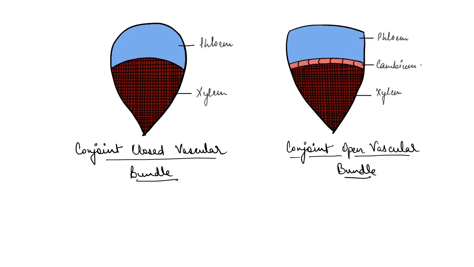So with this, guys, we finish the tissue system. Now, in the next video, we are going to see the anatomy of dicot and monocot plants. We are going to take up the dicot root, the monocot root, the dicot stem, the monocot stem in detail, right? I hope you understood all three different types of tissue systems.